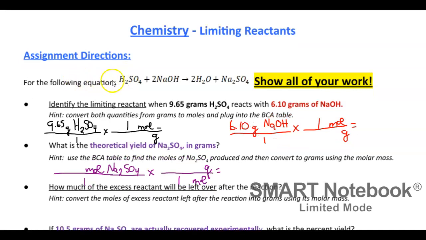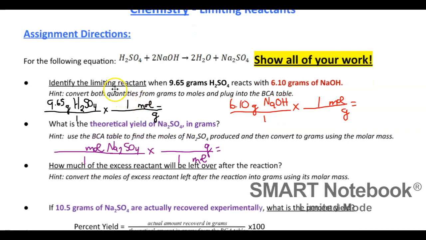We have this reaction right here, this equation. This is an acid-base neutralization, which we'll get to in the next couple units. We have sulfuric acid combining with sodium hydroxide. So here's the acid, here's the base, and they're going to produce water and sodium sulfate. We're going to show all of our work in this problem. The very first step is identifying the limiting reactant when 9.65 grams of the H2SO4, sulfuric acid, reacts with 6.10 grams of the base sodium hydroxide, NaOH.